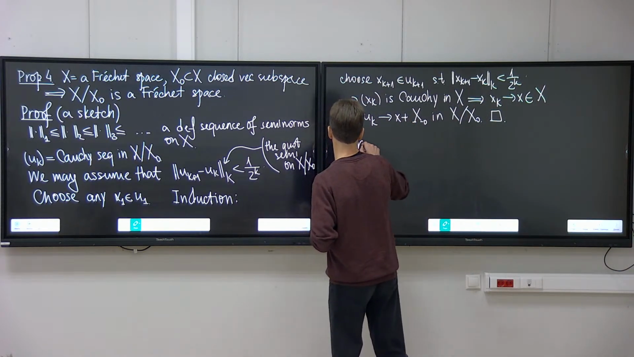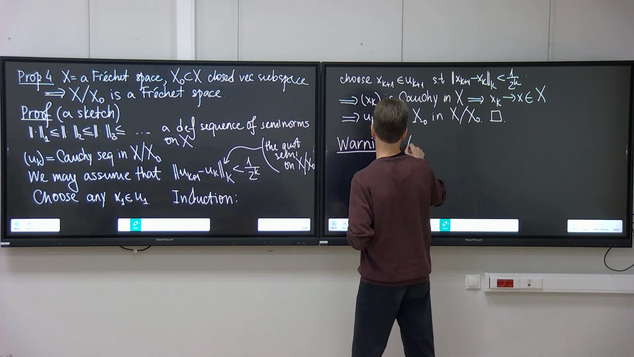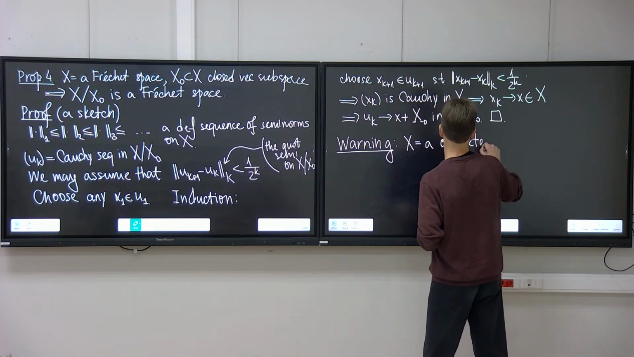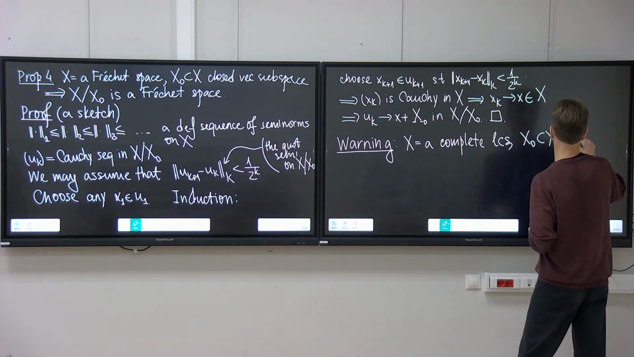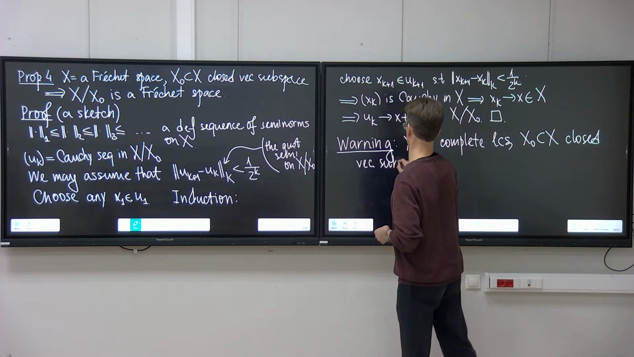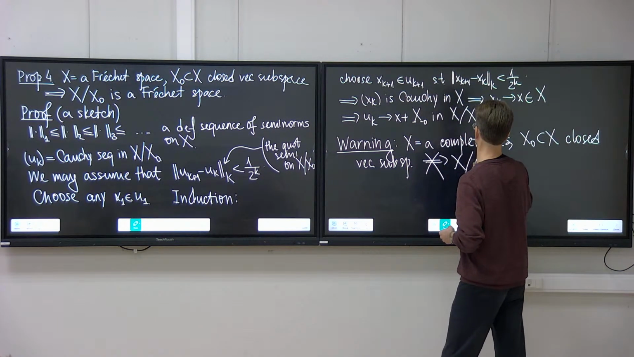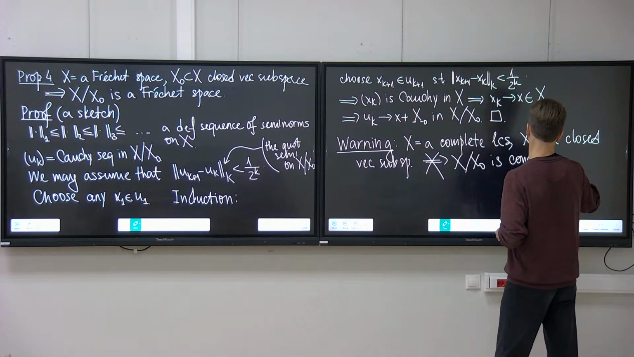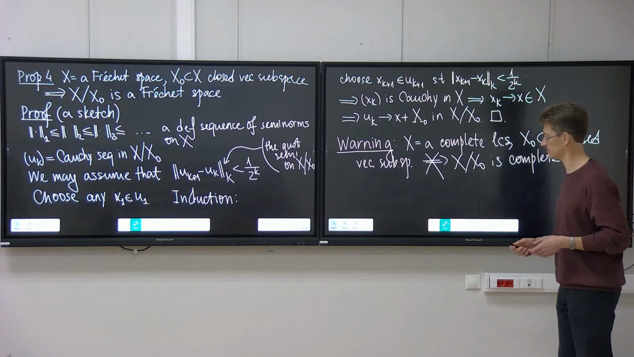And now a warning. In a general case, if we start with a complete locally convex space and a closed vector subspace x0, this doesn't imply that the quotient is complete. Some counterexamples will be included in the next exercise sheet.